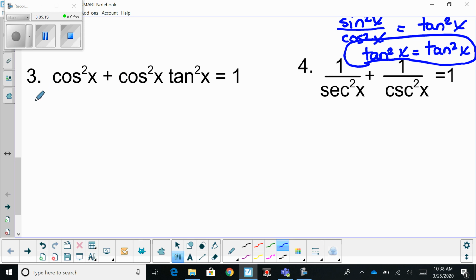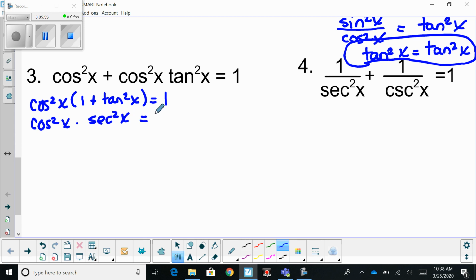If I first factor out a cosine squared, then I'll be left with 1 plus tangent squared x equals 1. Well, 1 plus tangent squared, remember, is equal to what from our Pythagorean identity? Secant squared x. And these two are inverses of each other. Secant squared is the same thing as 1 over cosine squared, and then those can cancel. And I have 1 equals 1.